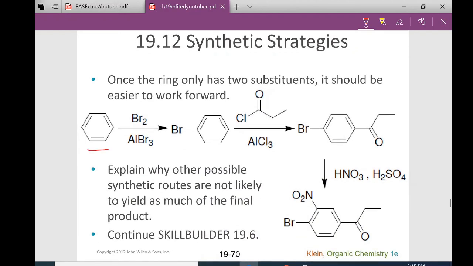So if we're starting with benzene, we can add the bromine first. Then if we add that acyl group next, it's going to go para in general to the bromine. Okay, remember that acyl group is going to be a deactivator and a meta-director, and the bromine is an ortho-para director. So it's better if we add those two first, and then that's going to put our nitro group right there where we wanted it, because it's meta to the acyl group and ortho to the bromine. Okay, both of these are deactivators though, and therefore our yield may not be very high.